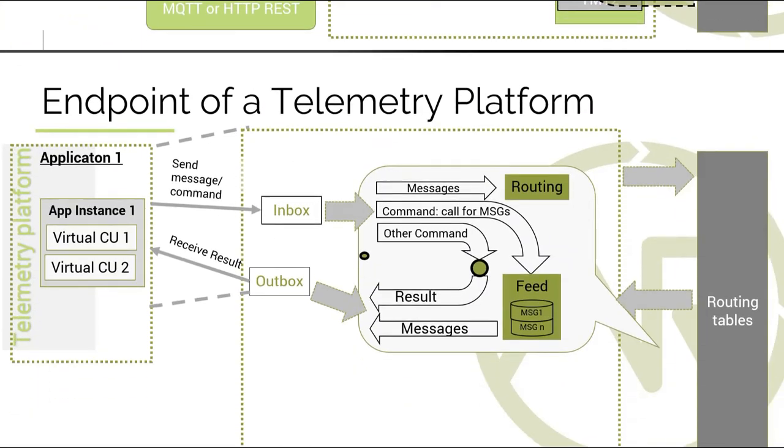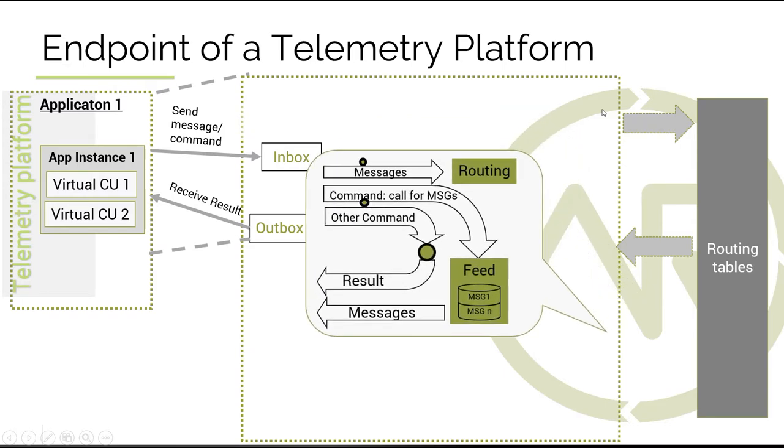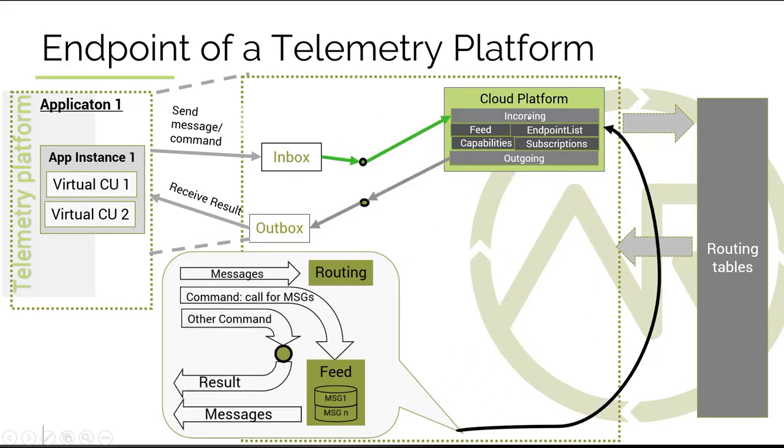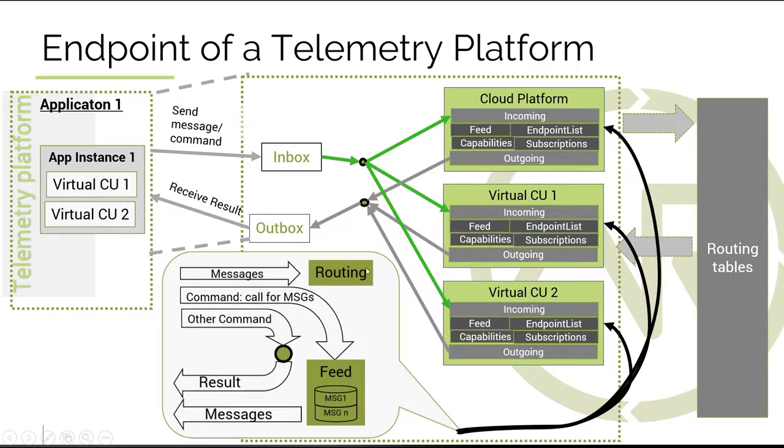There's one special use case. If we are talking about a telemetry platform, then you can see we have our app instance, and this app instance might, for example, have two virtual CUs. So our app instance communicates in behalf of those virtual CUs. In that case, it looks a little bit different for us because we have one inbox and one outbox, but they are not directly talking to one feed and one routing and so on, but we have several of them. Our cloud platform has its own incoming and outgoing, has its own feed, endpoint list, capability, and subscription list, and as well our virtual CU1 and our virtual CU2 have the same.